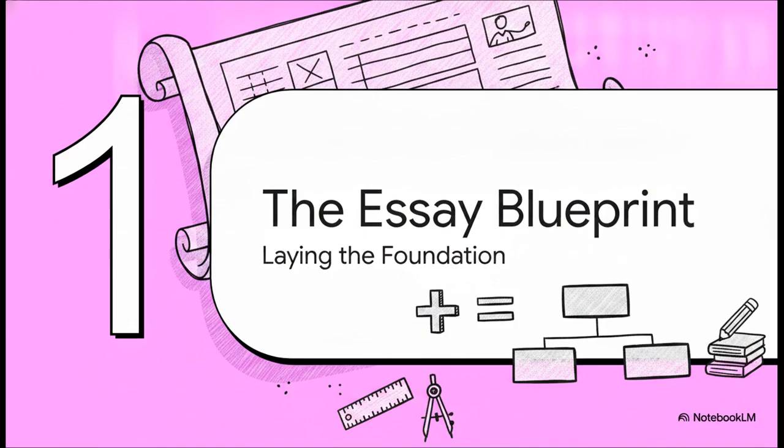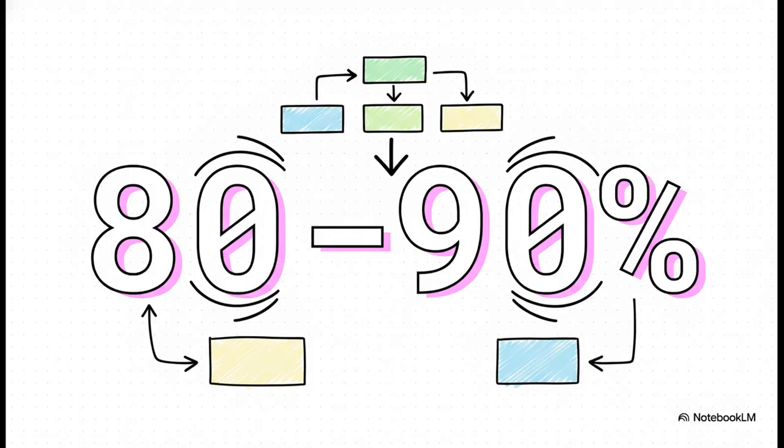All right, section 1, the essay blueprint, laying the foundation. Before we even think about selecting a specific blueprint, we really need to understand the fundamental math of a standard essay. 80 to 90%. That is a massive chunk, right? That's the portion of your total word count dedicated solely to the main body of your paper.